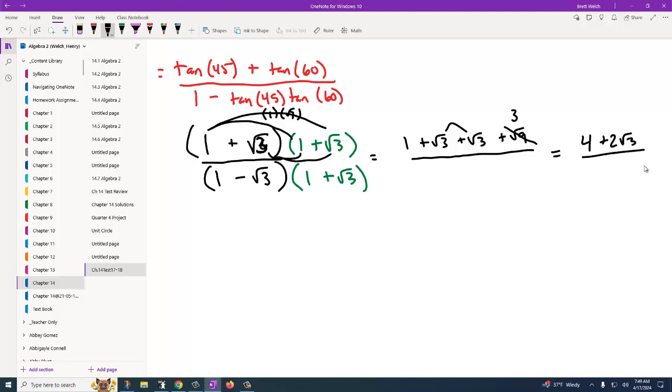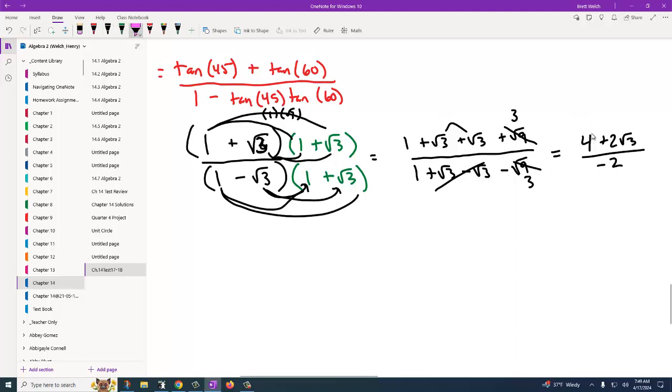Again, I know I'm going through this fairly quickly, but that's what pausing the video is for. On the bottom, 1 times 1 is 1. 1 times root 3 is a positive root 3. But a negative root 3 times 1 is a negative root 3. And a negative root 3 times root 3 is a negative root 9, which we know is really a 3. Well, here in the middle, the root 3 minus root 3 cancel, and we have 1 minus 3 or negative 2.